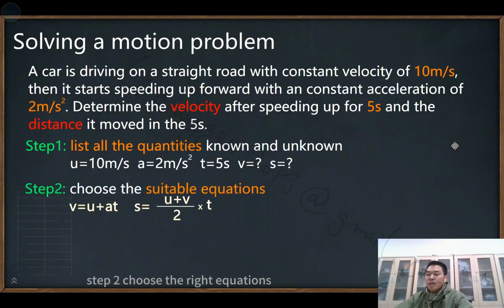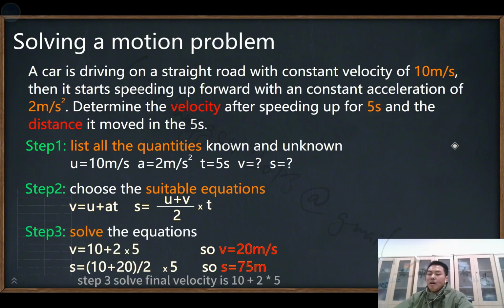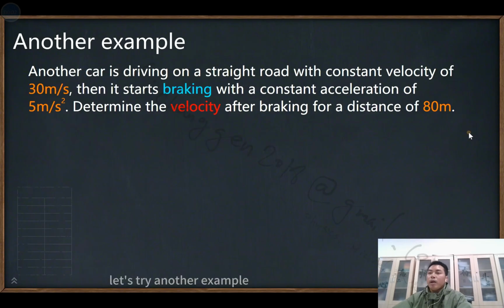Step 2. Choose the right equations. We use the first equation, final velocity equals initial velocity plus acceleration times time, to find the new velocity. We use the second equation, displacement equals initial plus final velocity divided by 2, then multiplied by time, to find how far the car travels. Step 3. Solve. Final velocity is 10 plus 2 times 5, which equals 20 meters per second. Displacement is the average of 10 and 20, which is 15, times 5 seconds. That's 75 meters.